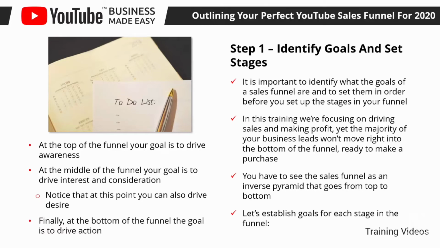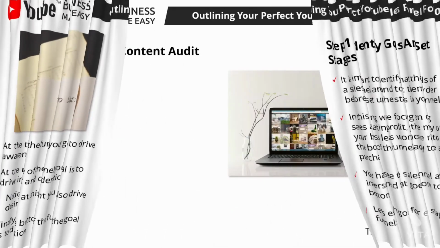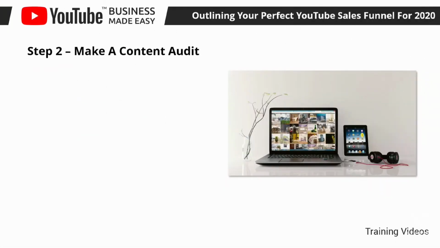Finally, at the bottom of the funnel, the goal is to drive action. This is when a lead is ready to convert by signing up for a trial or making a purchase. Step number 2. Make a content audit. The next step is to audit your channel to make a content inventory. What you'll do at this point is to check the content that you have in your channel and to take notes about the different types of videos that you have produced.